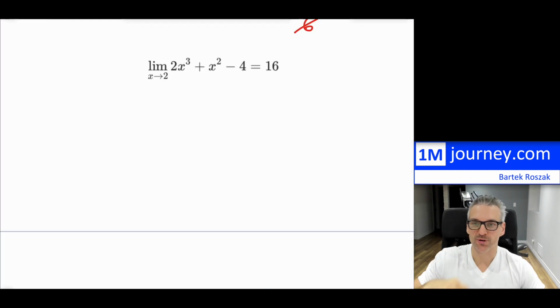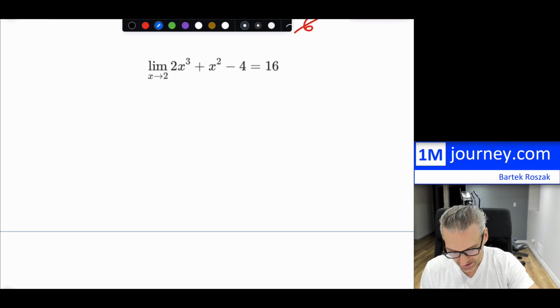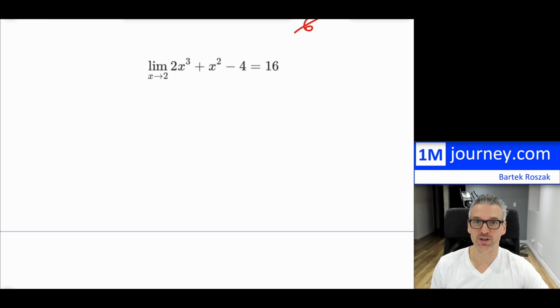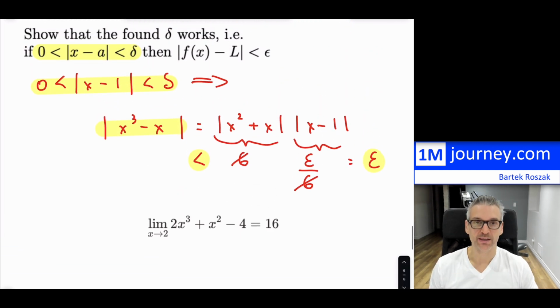Here's example number 2, and this one is a little bit more complicated and involved, so let's see how we would approach this. I'm not going to go through every single step. The hardest part is, of course, finding the delta, so I just want to show you how you can do that, and I'll do that for all the remaining examples so that the video doesn't take up too much time. But don't forget that you do have to do the final step of showing that your delta that you found actually works.